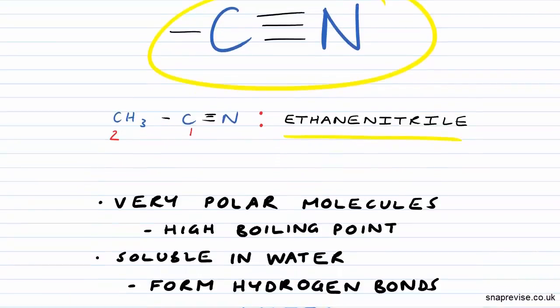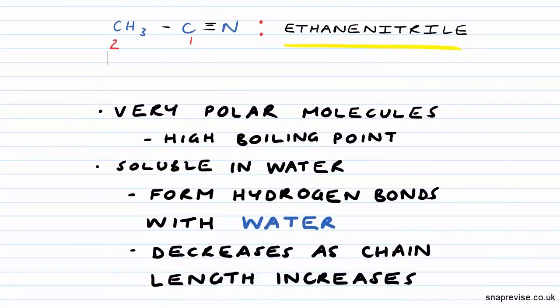Now, nitriles are very polar molecules, and although they can't form hydrogen bonds with each other, they have a very high boiling point because of the intermolecular forces of attraction. Interestingly, nitriles are soluble in water, and that's because although they can't form hydrogen bonds with each other, they can form hydrogen bonds with water molecules. And we have seen a trend before that applies to our nitriles: when the chain length increases, the solubility will decrease.